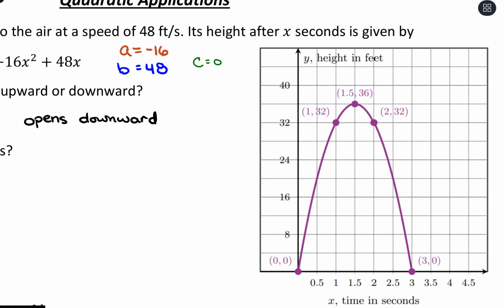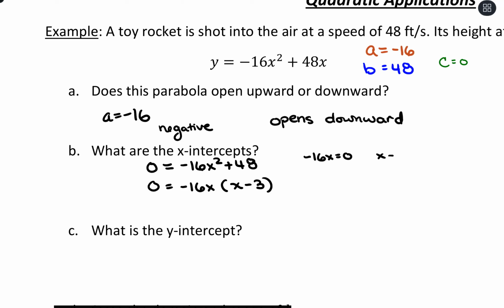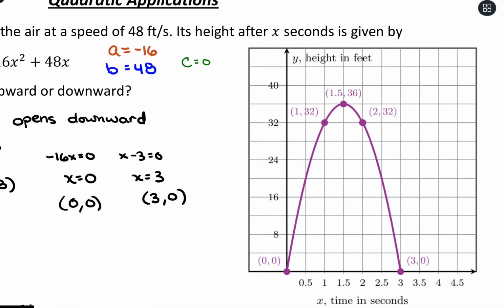What are the x-intercepts? So what we're going to do is solve them, but we can see them in the graph over there. But let's go ahead and solve. 0 equals negative 16x squared plus 48x. I can go ahead and take out a greatest common factor of negative 16x, which will leave me with an x minus 3. So I'm going to end up with negative 16x times x minus 3 equals 0. Negative 16x can equal 0, or x minus 3 equals 0. That will give me x equals 0 and x equals positive 3. So those are my two x-intercepts there, which I'm seeing in the graph.